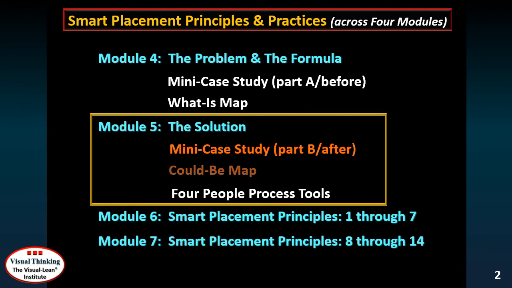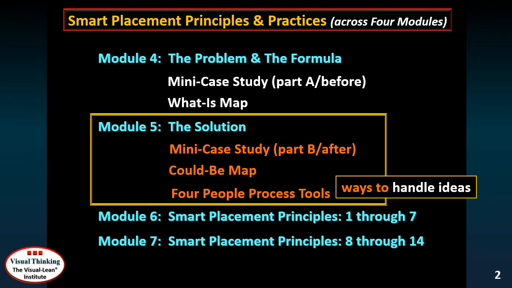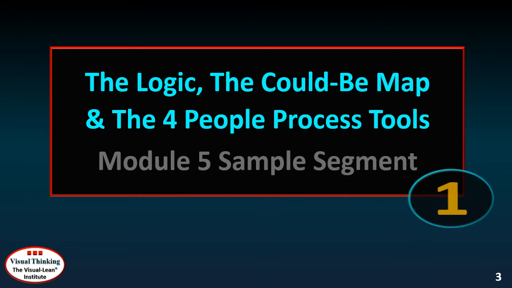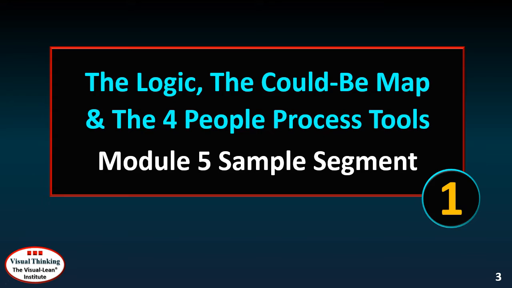Then they ready their could-be maps and learn 4 people process tools that will help them generate, appreciate, assess, balance, evaluate the flood of ideas that gets triggered in the next 2 modules, Modules 6 and 7, when your teams apply the 14 principles of smart placement. Here's the first of 2 sample teaching segments from Module 5.